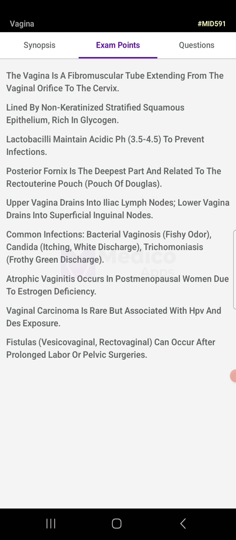Atrophic vaginitis occurs in postmenopausal women due to estrogen deficiency. Vaginal carcinoma, this is rare but associated with HPV and DES exposure. Fistula, vesicovaginal, rectovaginal, can occur after prolonged labor or pelvic surgery.